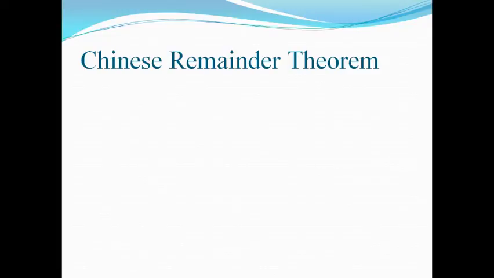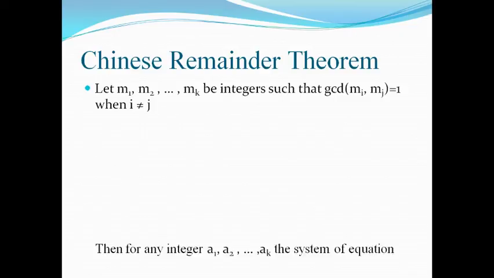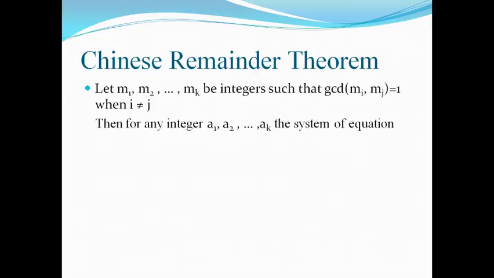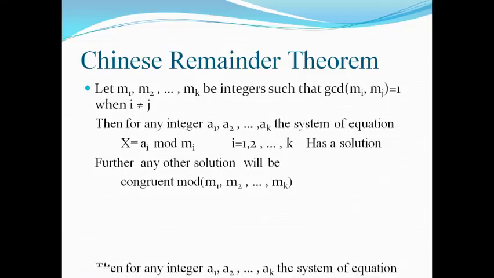So, what the Chinese remainder theorem states is: let m1, m2, ..., mk be integers such that gcd(mi, mj) equals 1 where i is not equal to j. Then for any integers a1, a2, ..., ak, the system of equations x is congruent to ai mod mi, i equals 1 to k, has a solution. Further, any solution will be congruent mod m1 m2 ... mk.